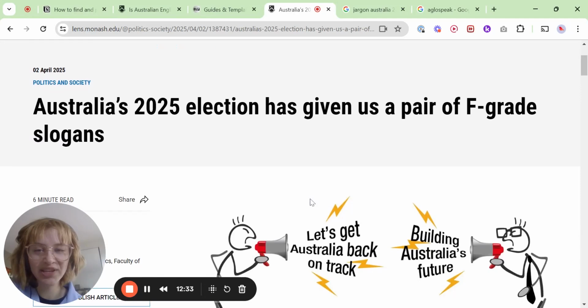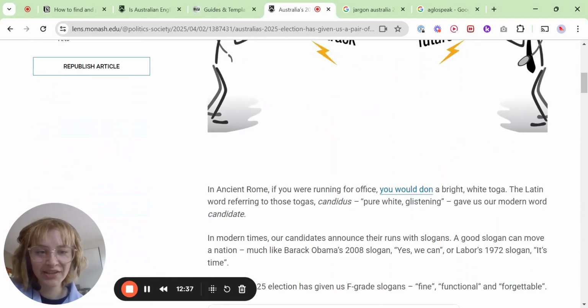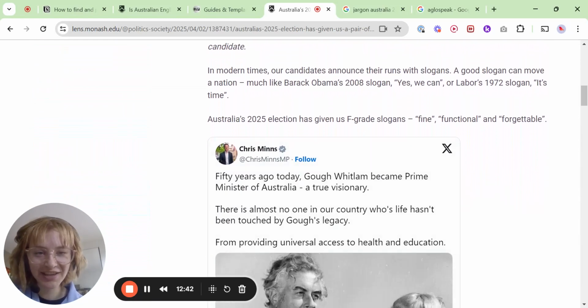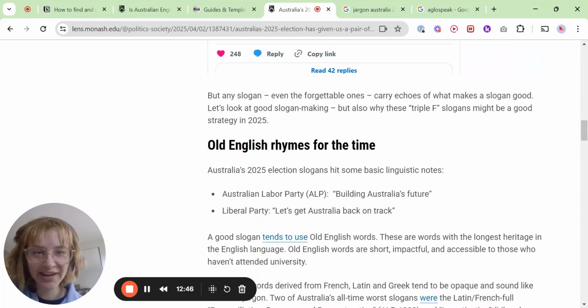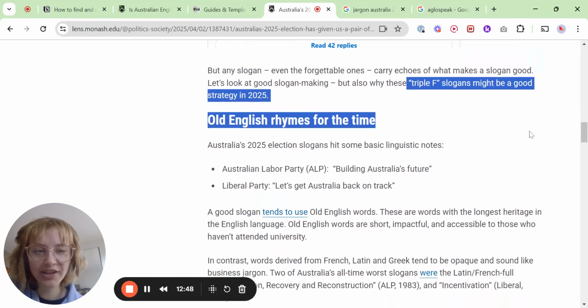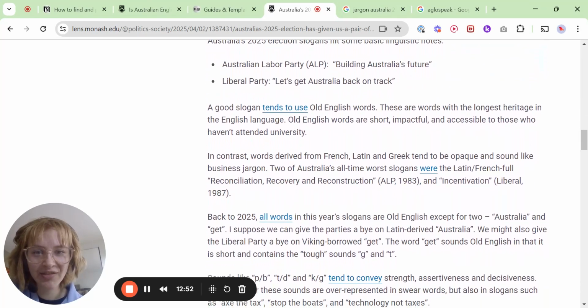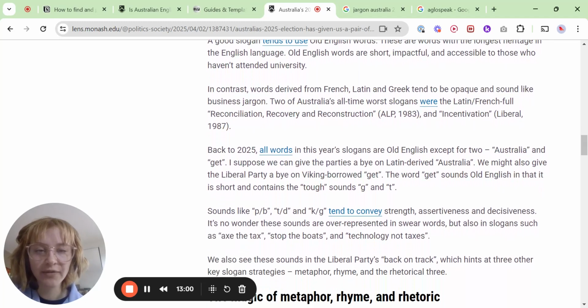So Australia's 2025 election has given us a pair of F-grade slogans. So let's talk about slogans: fine, functional, and forgettable. So this is very, very Australian. Triple F slogans. Why are they saying this? Good slogans tend to use Old English words. They are words with the longest heritage in the English language. Short, impactful, and accessible. Words derived from French, Latin, and Greek tend to be opaque and sound like business jargon.